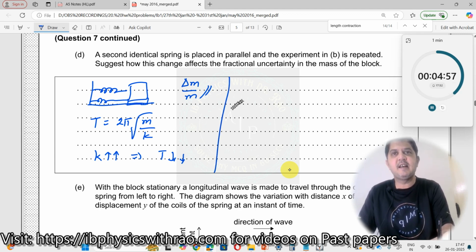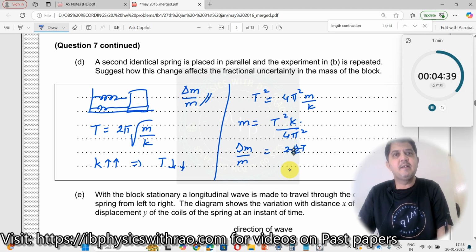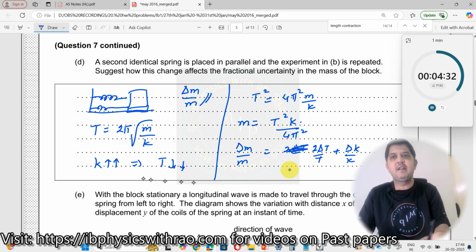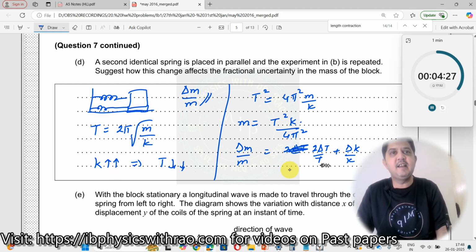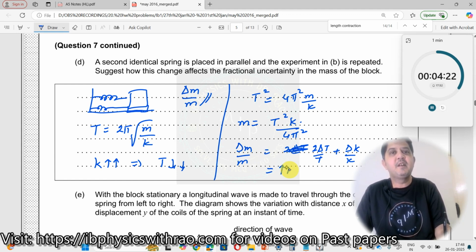So if that is the case, I will now have T squared is equal to 4 pi squared m by k, or m should be equal to T squared k divided by 4 pi squared. Now delta m by m should be 2 times delta T by T plus delta k by k. Now what's happening? When T is decreasing and k is increasing, definitely this value of delta m by m will also increase over here.